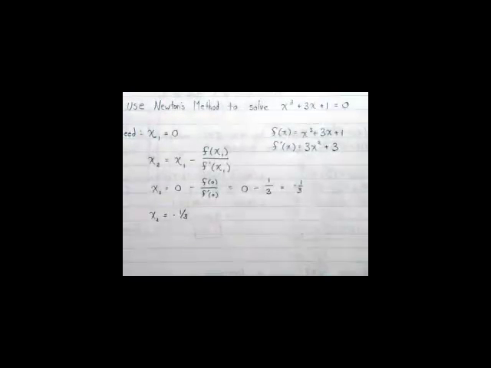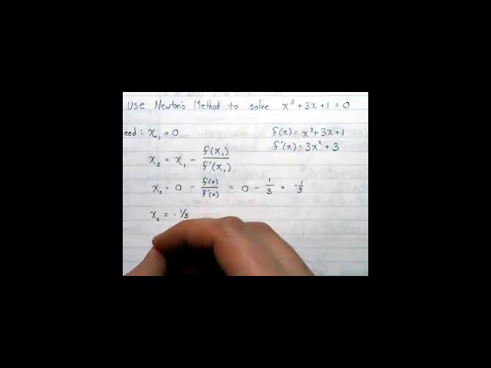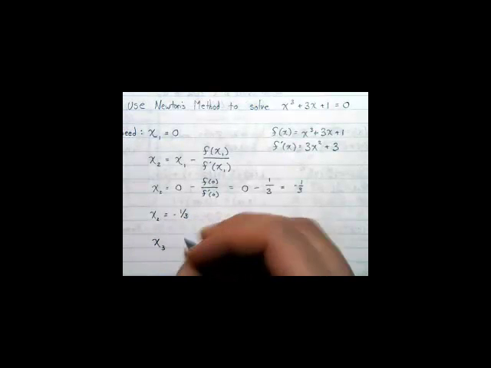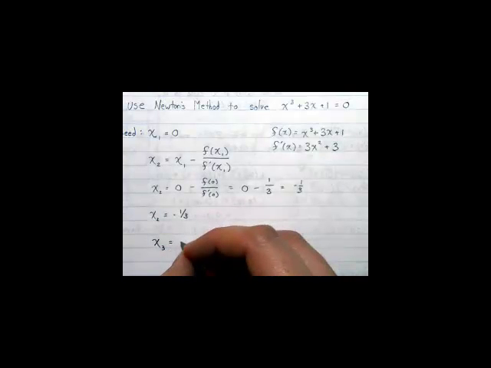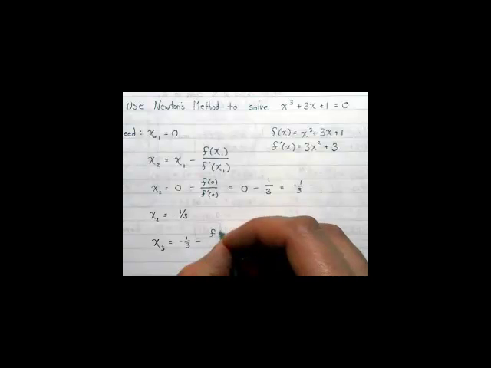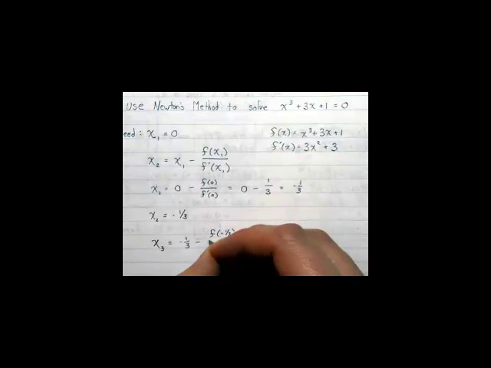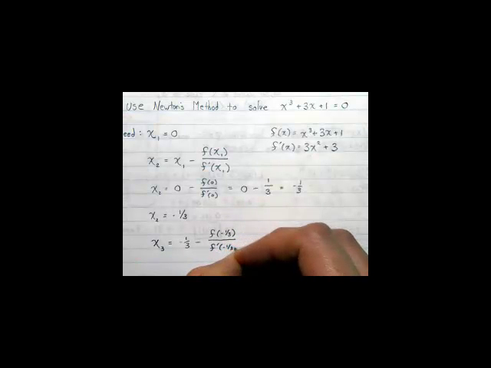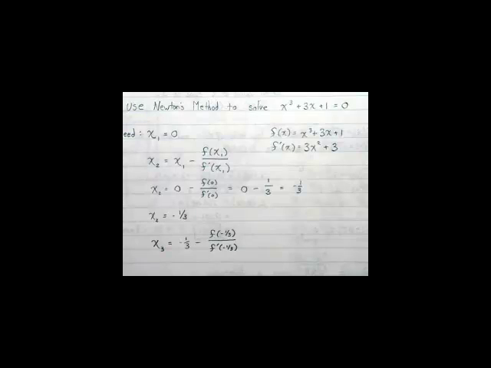And then we repeat the process. Now we take that negative 1/3, plug it in, all three places again. Okay, so now we're going for x sub 3. So it's going to be negative 1/3 minus f of negative 1/3 over f prime of negative 1/3. And see what that gets us.